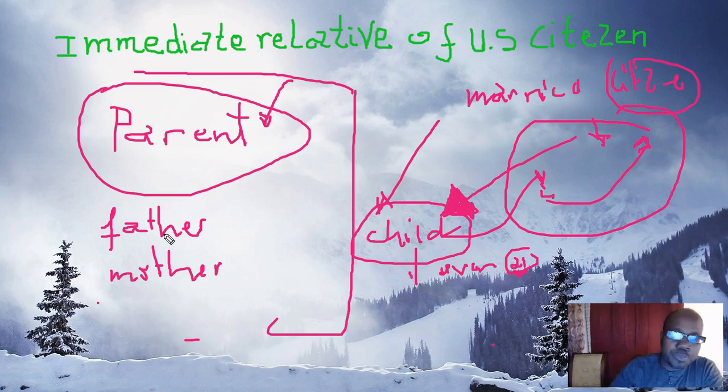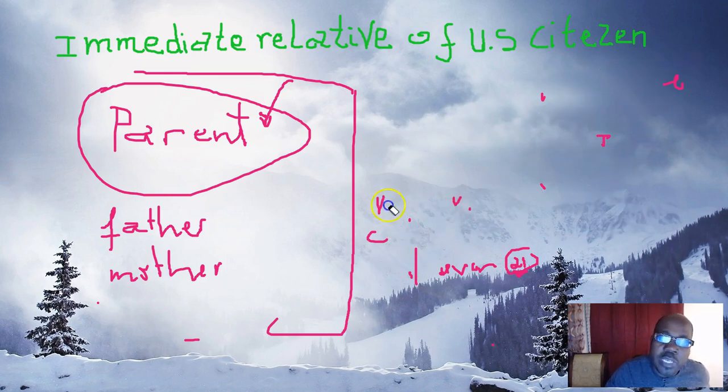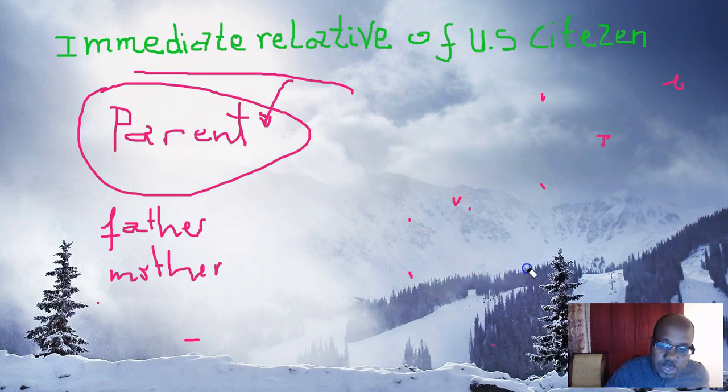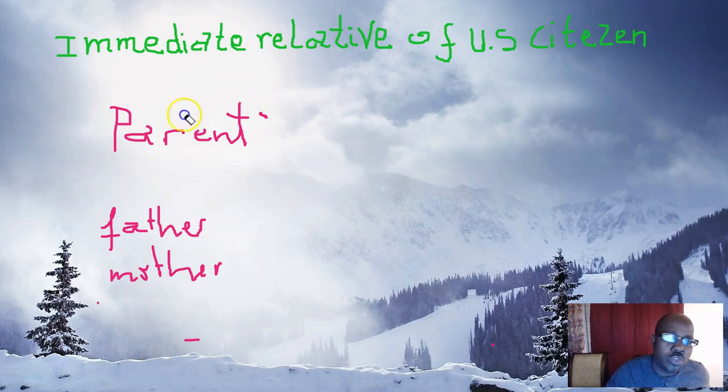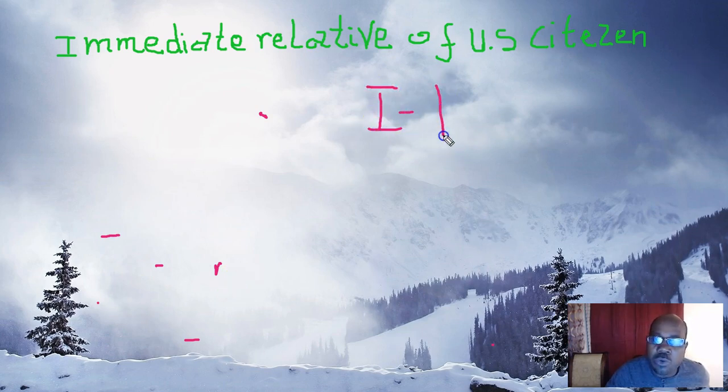So what we're talking about is immediate relatives. Immediate relative is really fast. One of the big advantages of immediate relative is that when you are in the USA, the US citizen can adjust your status. What do we mean by adjust your status? It means the US citizen can change your status to permanent resident quickly by filing exactly two forms: the form I-130 and the form I-485.